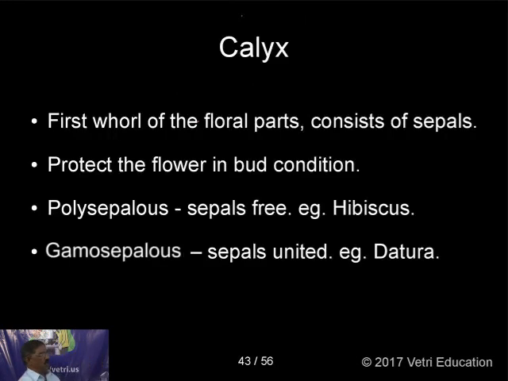The next we will have the first whorl, that is the calyx. This is the first whorl of the floral parts, consisting of sepals, and they protect the flower in bud condition. When the sepals are free, that is called polysepalous condition, as in hibiscus, and gamosepalous, sepals united, example datura.